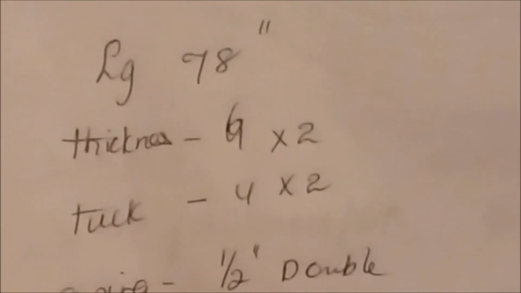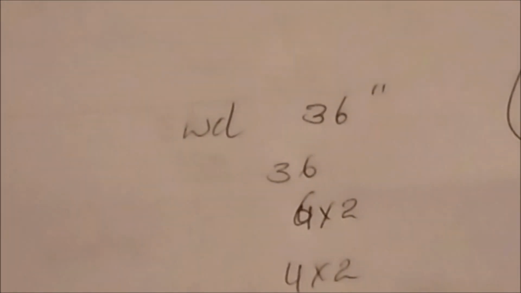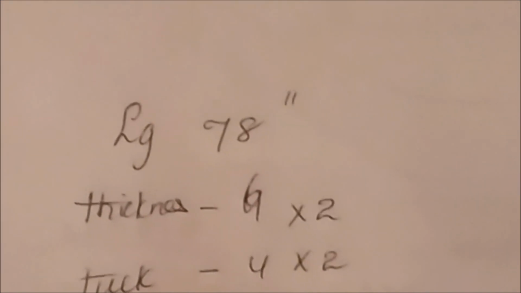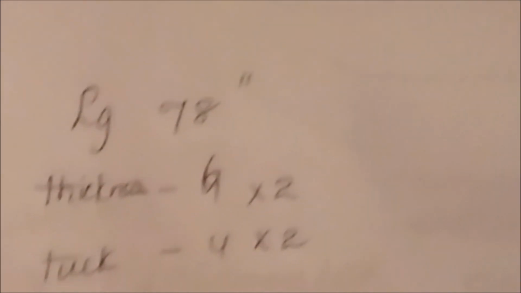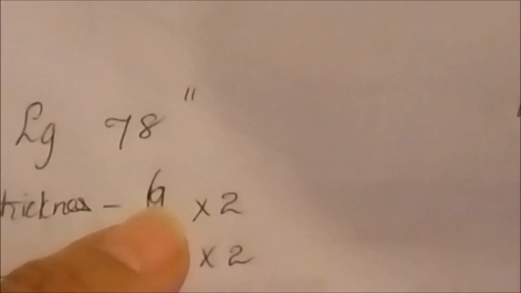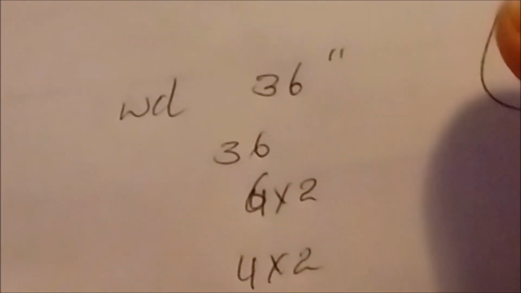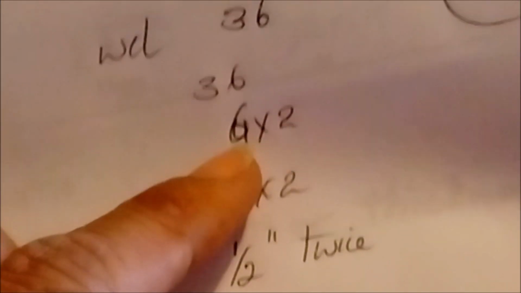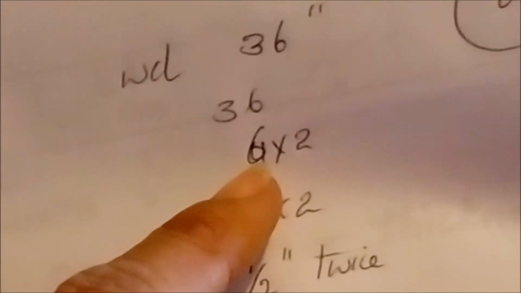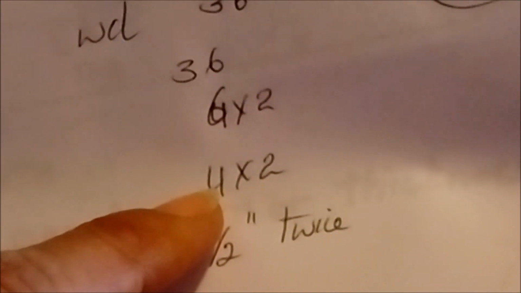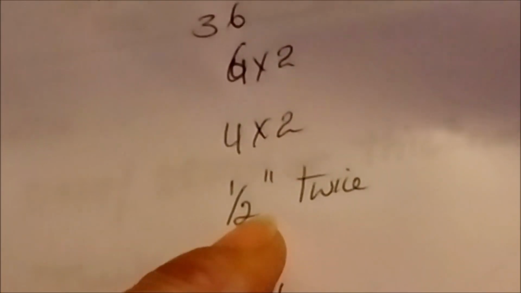So let's work out some measurements, guys. This particular measurement we're using, this is for a double-decker size bed. It's a 36 inches width. The length of the mattress is 78. The thickness of the mattress is 6 inches. And because it's 2 sides, it's 6 by 2. And our tuck allowance is 4, it's 4 by 2. Our width is 36 inches. Our thickness is 6, and it's 6 by 2. Our tuck allowance is 4, it's 4 by 2, and our casing 1/2 inch twice.